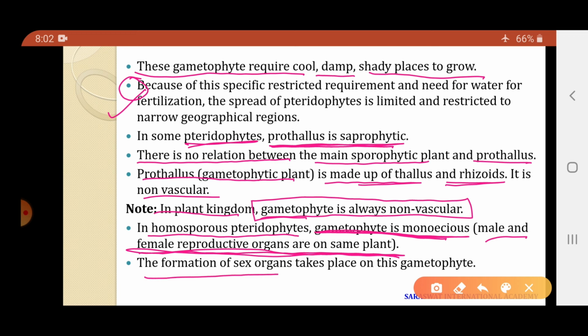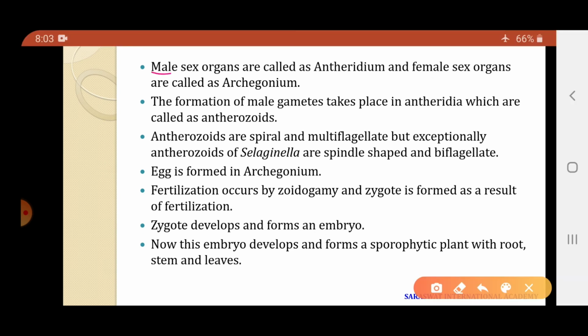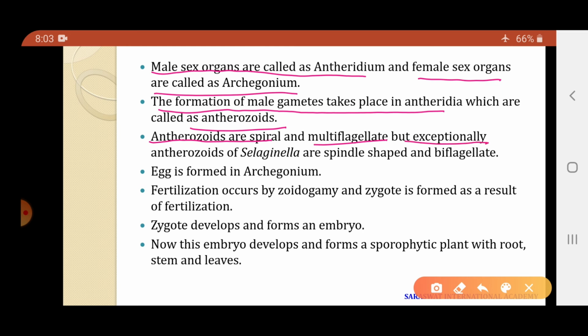The formation of the sex organs takes place on the gametophyte. Male sex organs are called antheridium, female sex organs are called archegonium. The formation of male gametes takes place in the antheridia, which are called antherozoids. Antherozoids are spiral and multiflagellated, but exceptionally antherozoids of Selaginella are spindle shaped and biflagellated. Egg is formed in the archegonium. Fertilization occurs by zoidogamy. What do you mean by zoidogamy? Male gamete swims in the water to reach the female gamete, and zygote is formed as a result of fertilization.